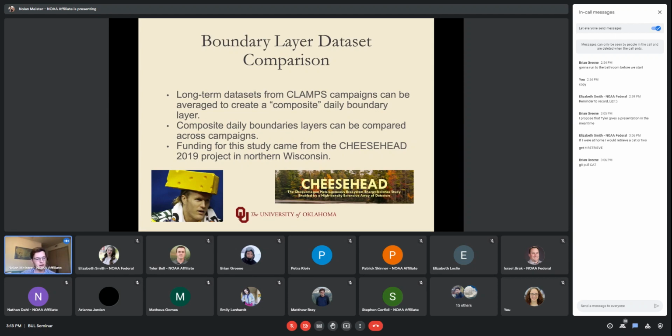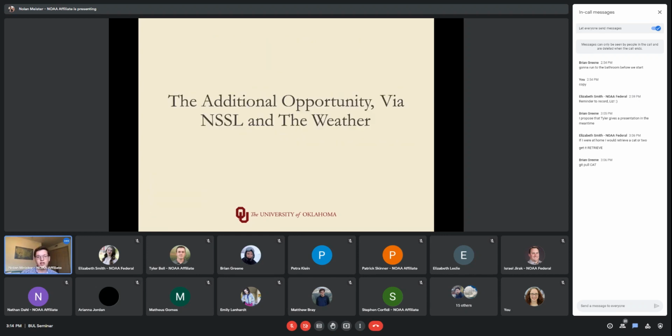And then we can start to compare those composite boundary layers with one another to start seeing how boundary layer evolution compares across these different seasons and different locations. That was the original opportunity outlined via CHEESEHEAD. And then NSSL and also the weather gave us a new opportunity to do some research.